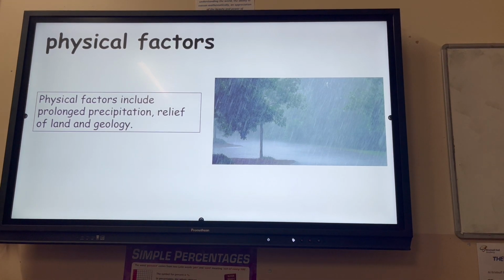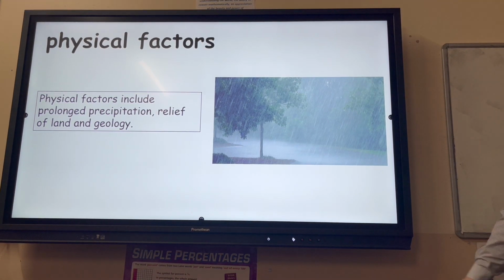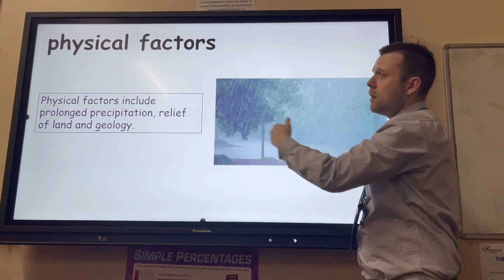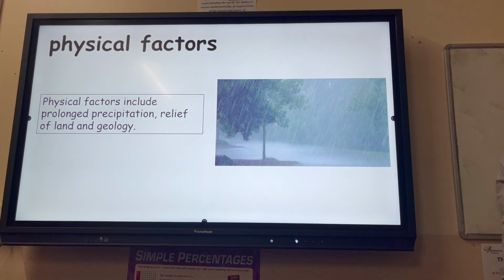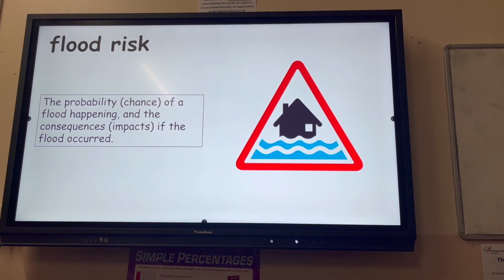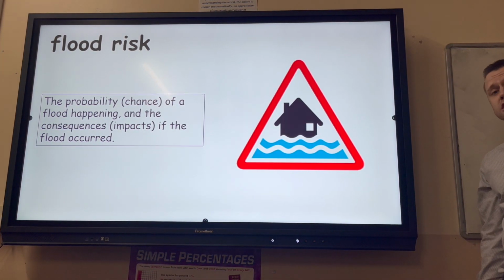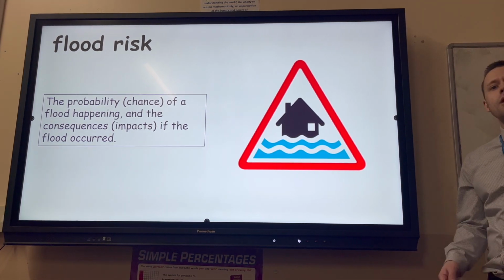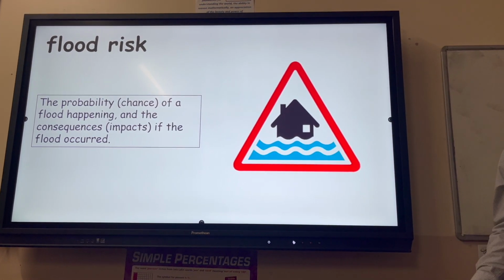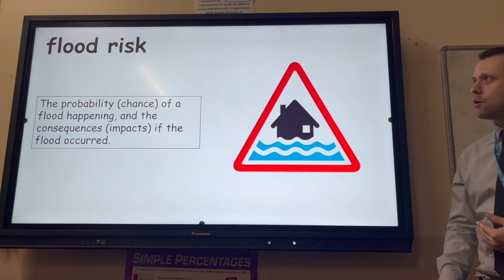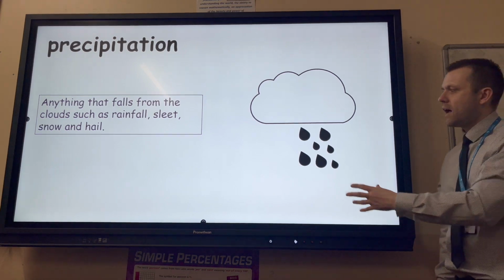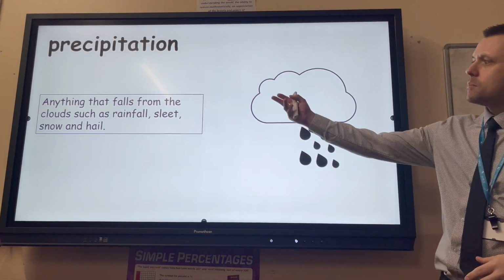Physical factors, on the other hand, are natural things that contribute to flooding, such as prolonged precipitation or rainfall, the relief of the land, and the geology of the land. Flood risk is the risk of a flood happening, and we use probability. So some areas might have a flood risk of 1 in every 10 years, whereas others might be 1 in every 100 years.